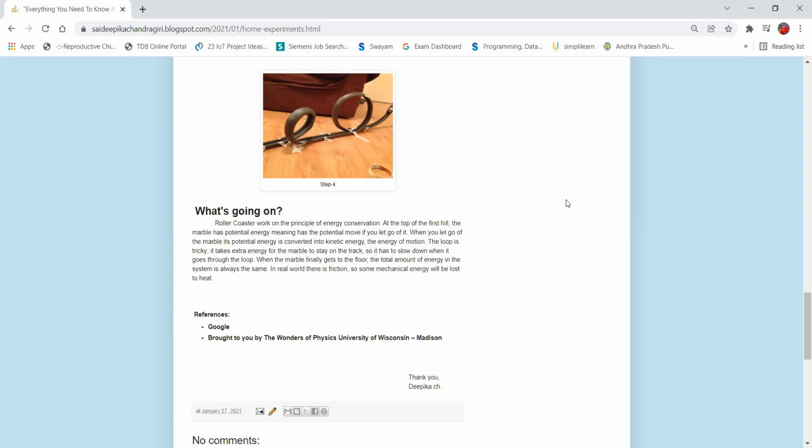Okay, at the top of the first hill, the marble has potential energy, meaning it has the potential to move if you let go of it. So we all know that from the top of a hill, or anything like a building. For example, on a road, there are heights and downs. If we move like that, we can move easily without an engine also, right?